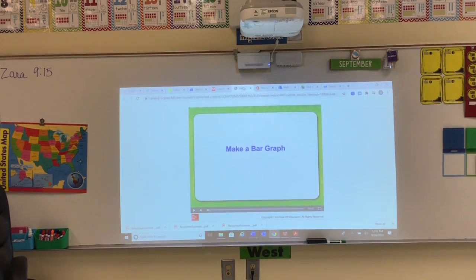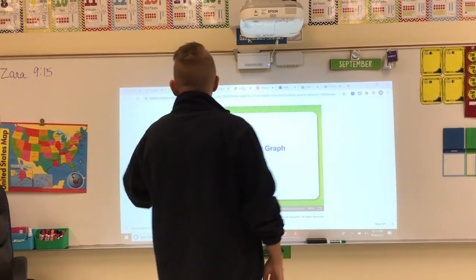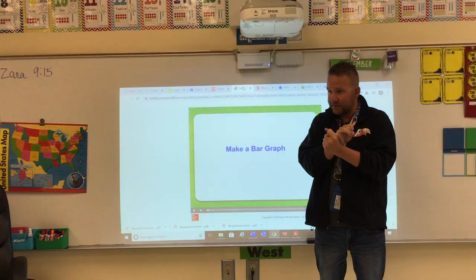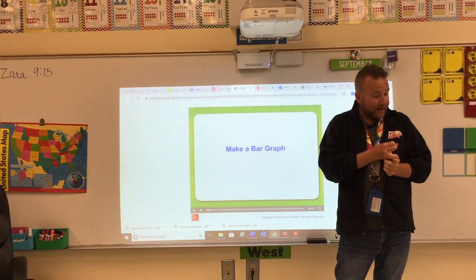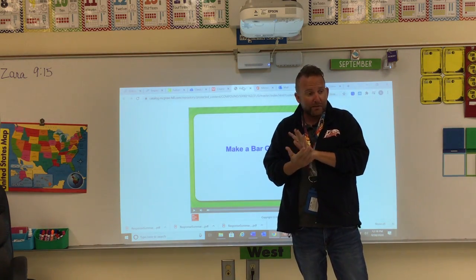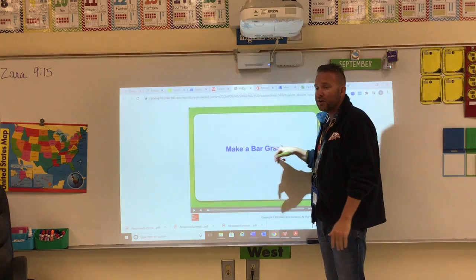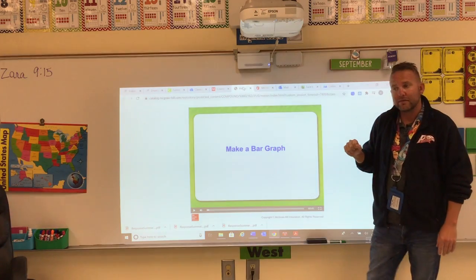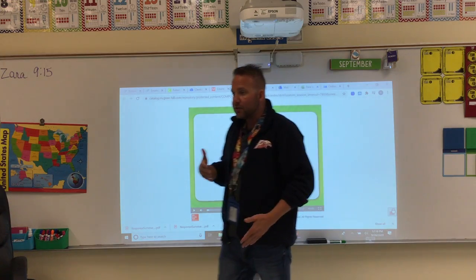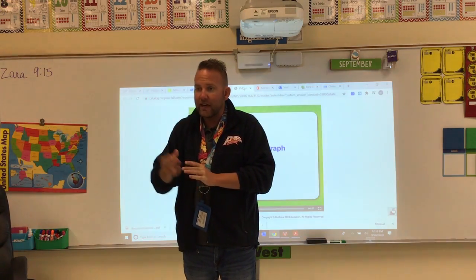Okay, boys and girls, we've been talking about different types of graphs the past couple of weeks. We talked about tally graphs, we talked about picture graphs, and today we're going to talk about the last type of graph that we're going to learn in first grade, which is called a bar graph. Can you say bar graph? Bar graph.